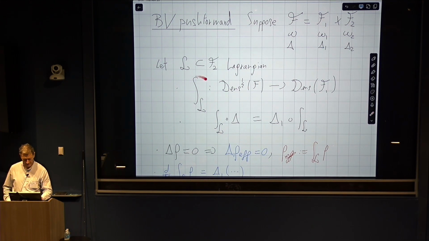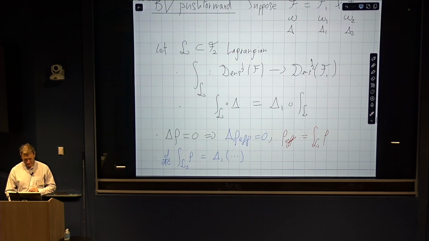So if you integrate, you get, of course, a half density on the first factor. Okay? So this partial integration tells you how to go from a half density on the product to a half density on the first factor. And essentially, a slight modification of the observation above, like a theorem of Batalin-Vilkovisky and other people, is that actually this integration commutes with the delta operator. So it's a chain map with respect to delta for the product and delta on the first factor. So this is the crucial observation.